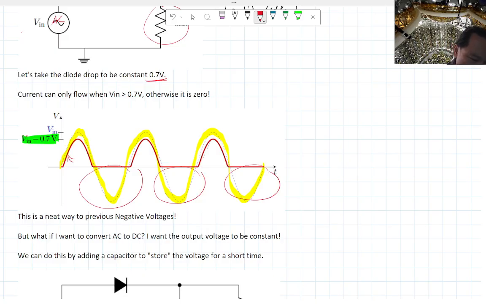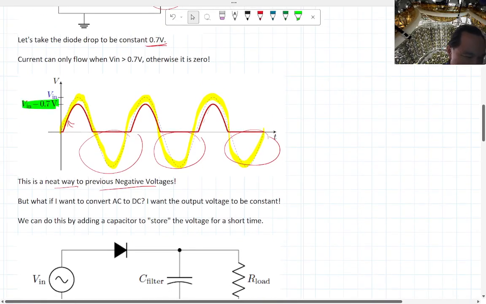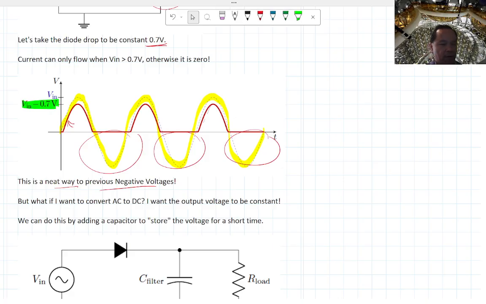This is a pretty neat way to remove negative voltages in your device if you want, but this isn't really constant. If you need 20 volts to power your laptop, you don't want it to go up to 20 volts and then drop down to 0, 20 volts, drop down to 0 all the time. That's not going to power your laptop properly. So if we want to convert AC to DC, we want this output voltage to be more constant.